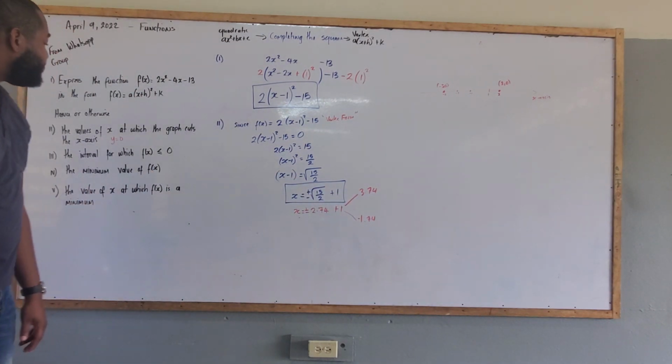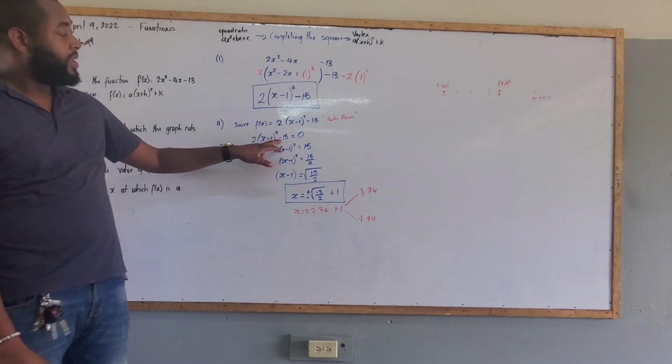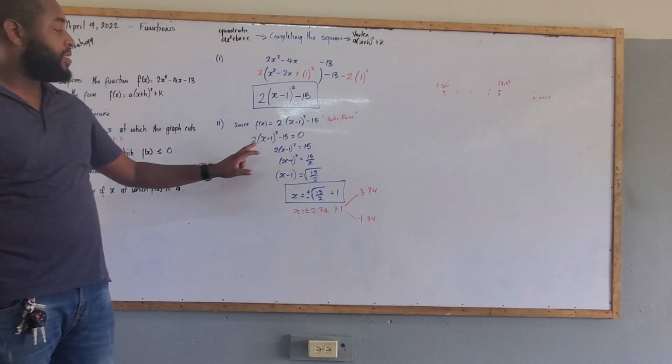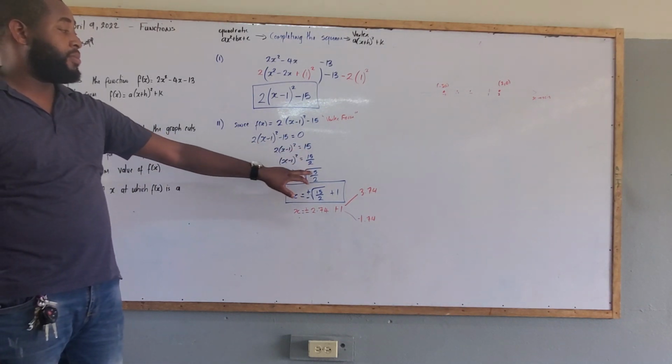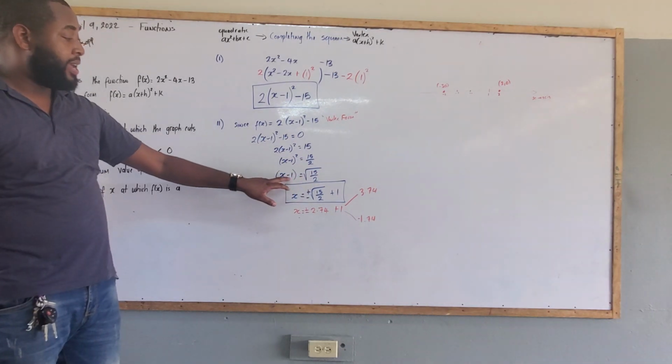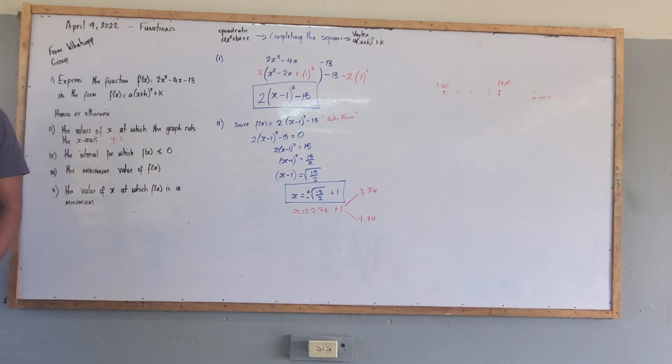So now we undo this. We undo everything: minus becomes plus, multiply becomes divide, square becomes square root, minus becomes plus. It's like transposing an equation.